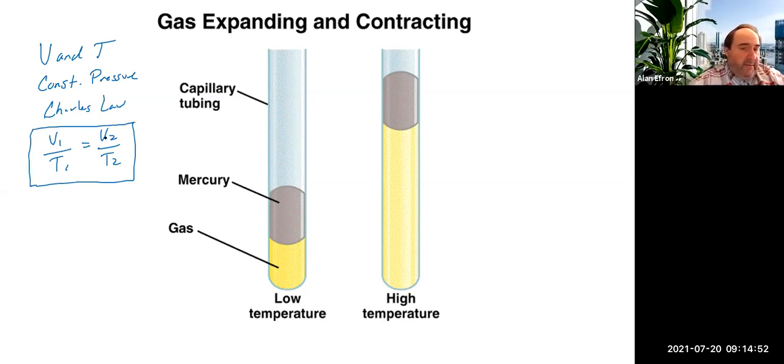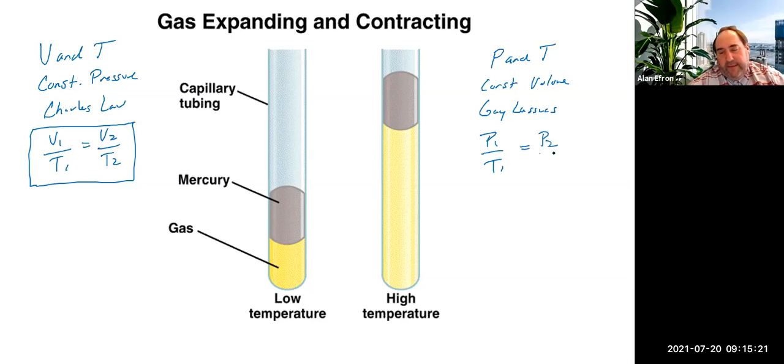That is volume on both sides. That is temperature on both sides. Another relationship that we see is the relationship between pressure and temperature, holding volume constant. That is what is known as Guy-Lussac's law, and that is P1/T1 equals P2/T2. This again is at constant volume in this particular case.